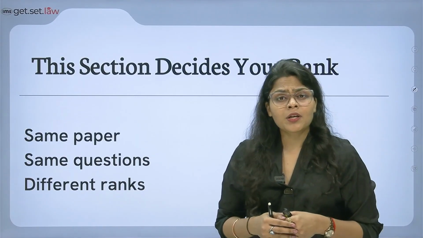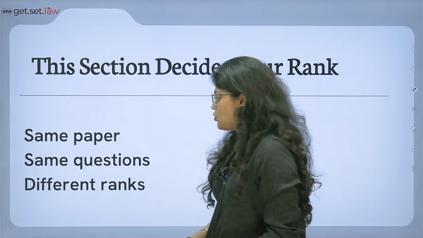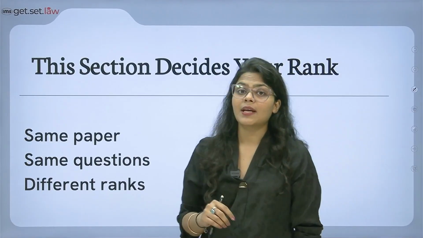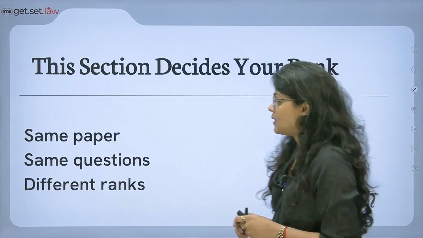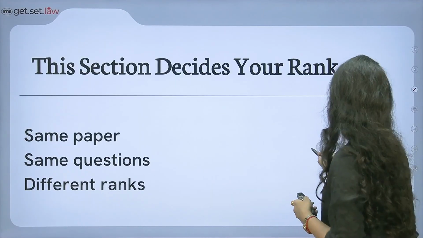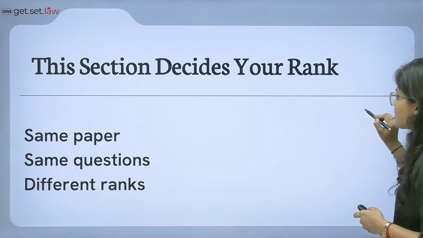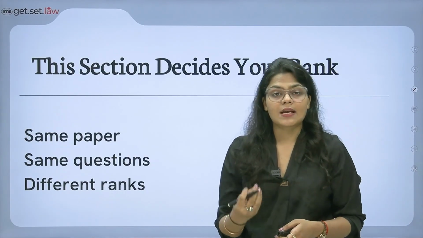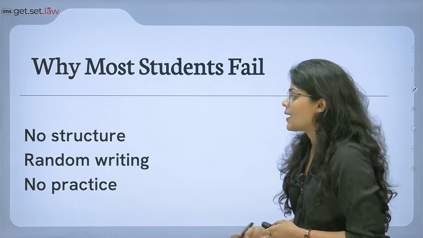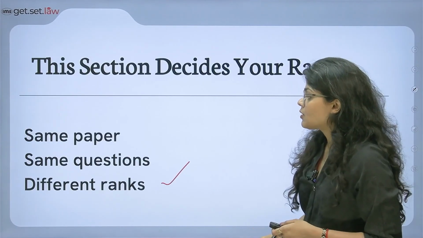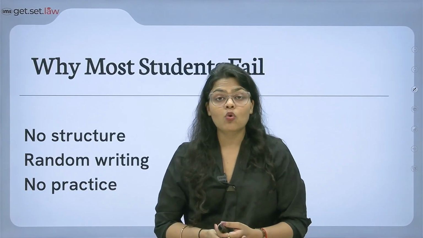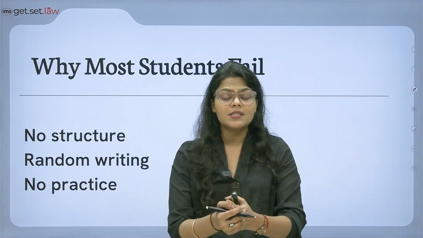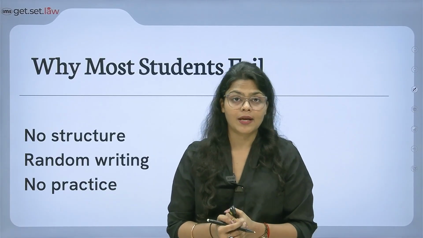So what is going wrong in this examination? Why are different people getting different ranks? This is one thing that we have to understand and look for in this examination, right? Because this is the section which decides your rank. This is the section which tries to decide what scores you will get, and that is why understanding the pattern, understanding the error becomes important, right?